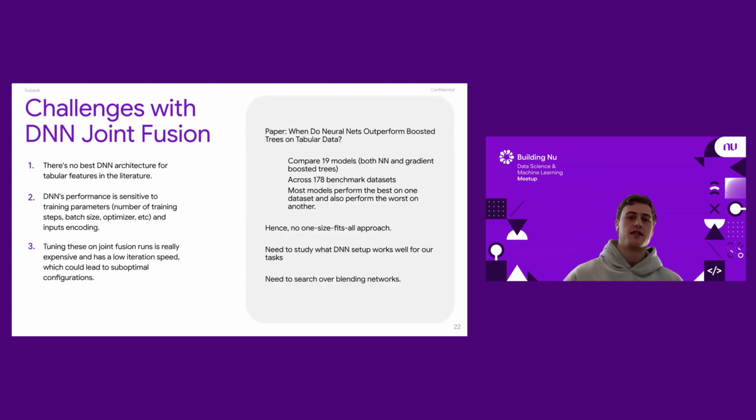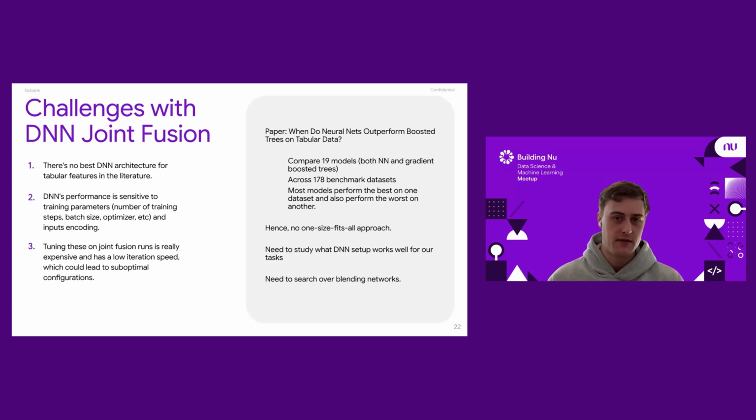I think there's a great paper that I read a while ago called "When Do Neural Nets Outperform Boosted Trees on Tabular Data?" In this paper, they compare 19 different models, both neural network based models and gradient boosted trees, across 178 benchmark data sets. I think the most interesting finding is that for almost every model, there exists a data set where it performs the best, but there's also another data set where it performs the worst. And this also applies to the gradient boosted tree models.